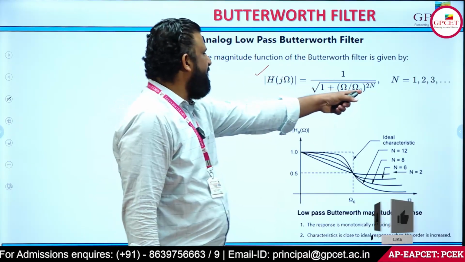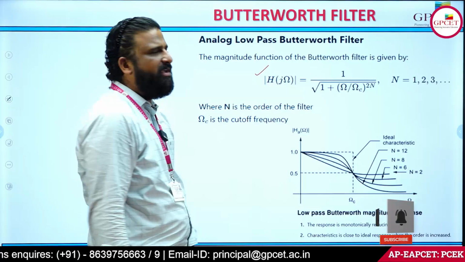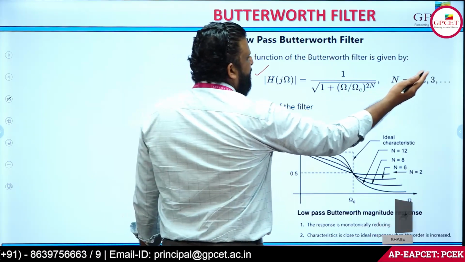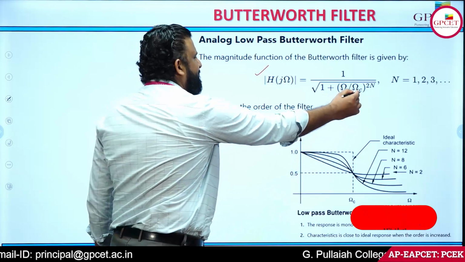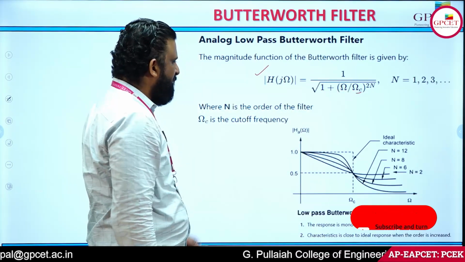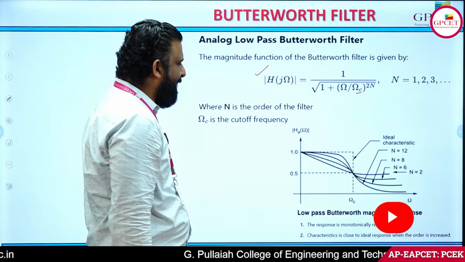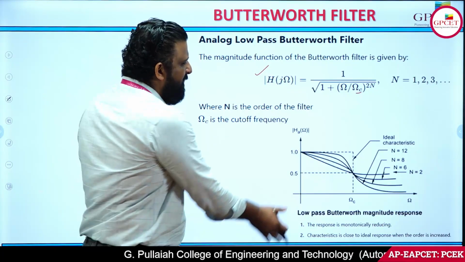So what is n here? N is nothing but the order of the filter, whether that order is 1, 2, 3, 4 and so on. So n is the order of the filter, and omega c is the cutoff frequency. Based on this, if we draw the magnitude response of the Butterworth filter, this is the thing.